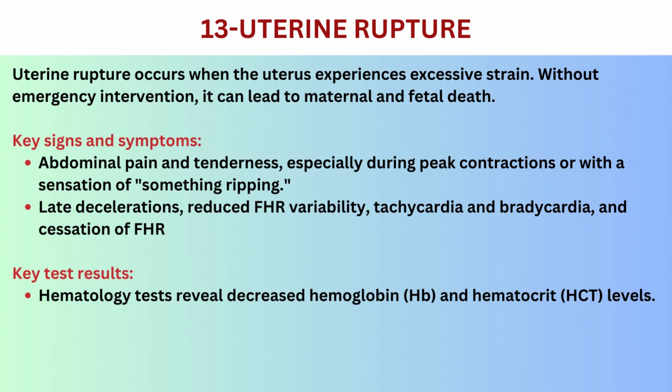The 13th disorder is uterine rupture. Uterine rupture occurs when the uterus experiences excessive strain. Without emergency intervention, it can lead to maternal and fetal death. The signs and symptoms include abdominal pain and tenderness, especially during peak contractions or with a sensation of something giving way, late decelerations, reduced fetal heart rate variability, tachycardia and bradycardia, and cessation of fetal heart rate. Test result: hematology test reveals decreased hemoglobin and hematocrit level.